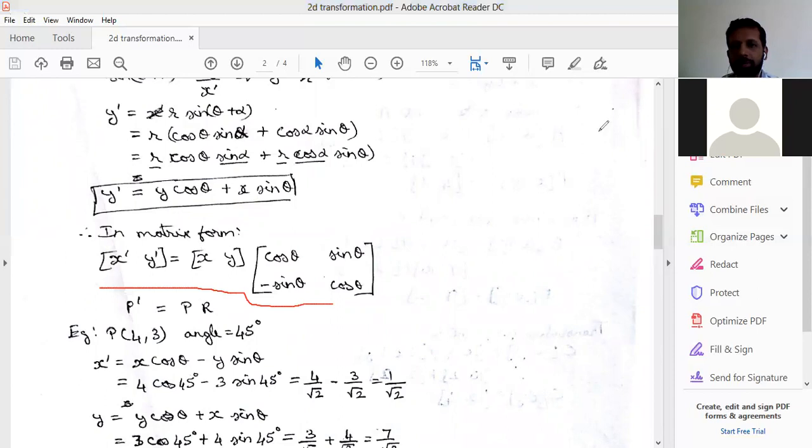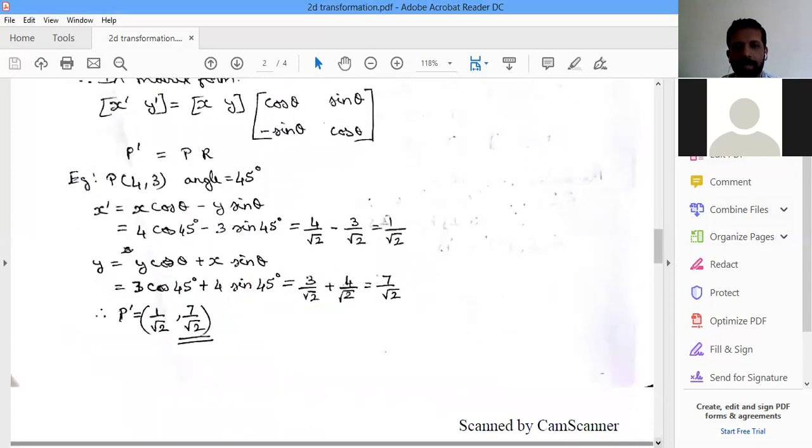So in simpler form, if you want to write for rotation, we can write it like this, where P dash will be equal to P into the value of the rotation matrix, that is cos theta, sin theta, minus sin theta, cos theta will be the rotation matrix. Right. So yes, we'll take up one simple example.